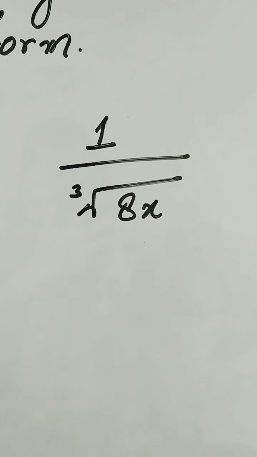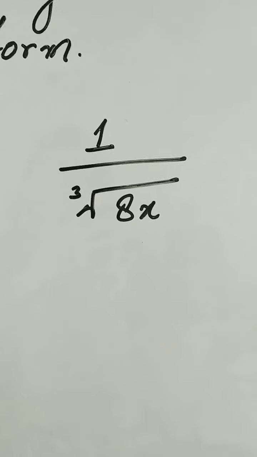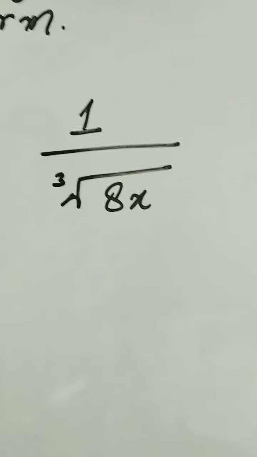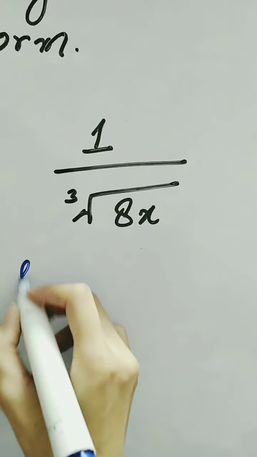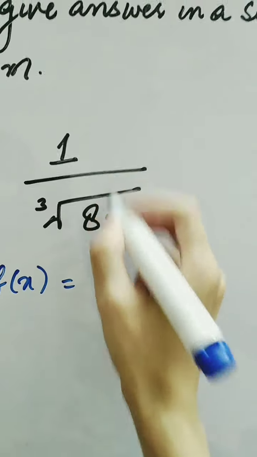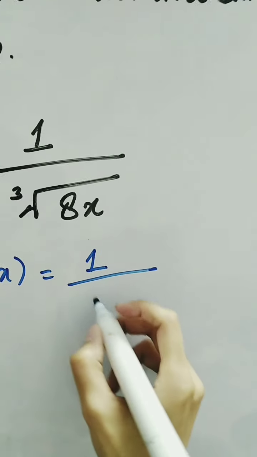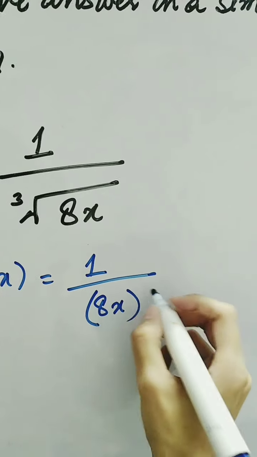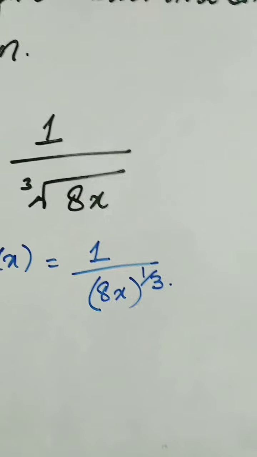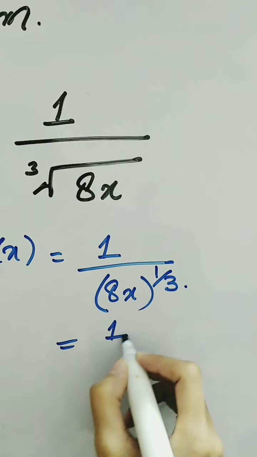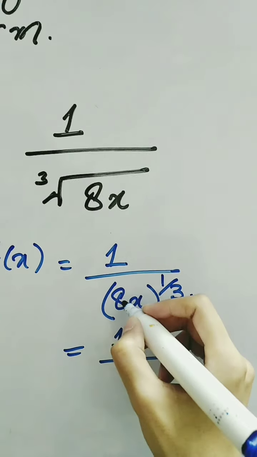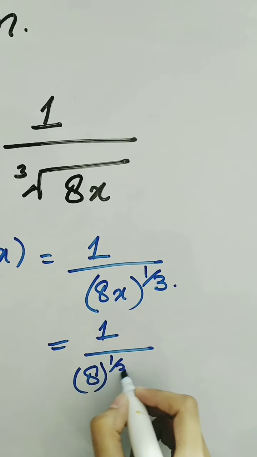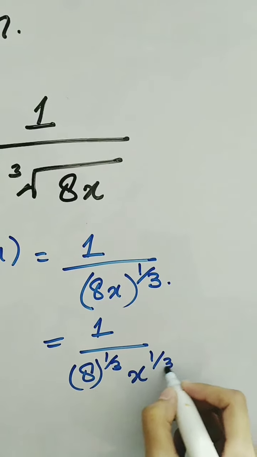Here we have another interesting question, 1 over 8x cube root. So first of all, we will simplify this for the function. Now this cube root can be written as 8x raised to the power 1 over 3, which means that this power is on 8 and on x as well. So 8 raised to the power 1 over 3 and x raised to the power 1 over 3.